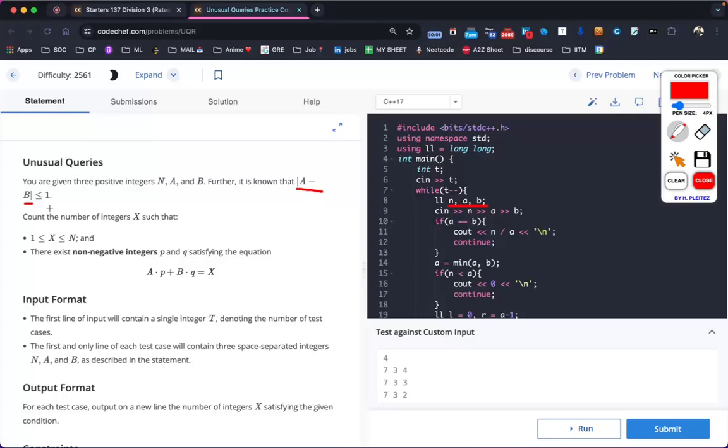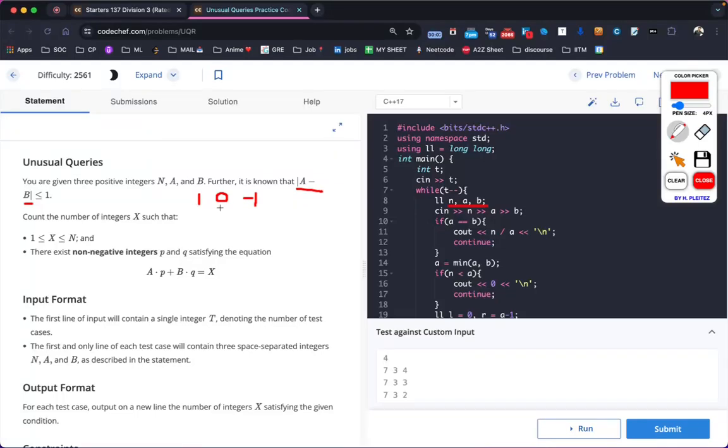It can be that a minus b is also equal to minus 1. So there are three possible cases: 1, 0, minus 1. Right, there are three possible cases, not two. A minus b can be of three possible cases.